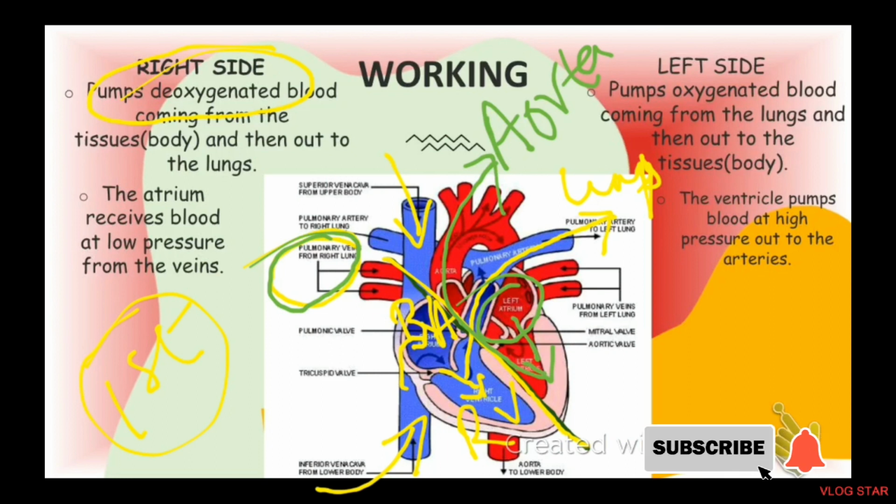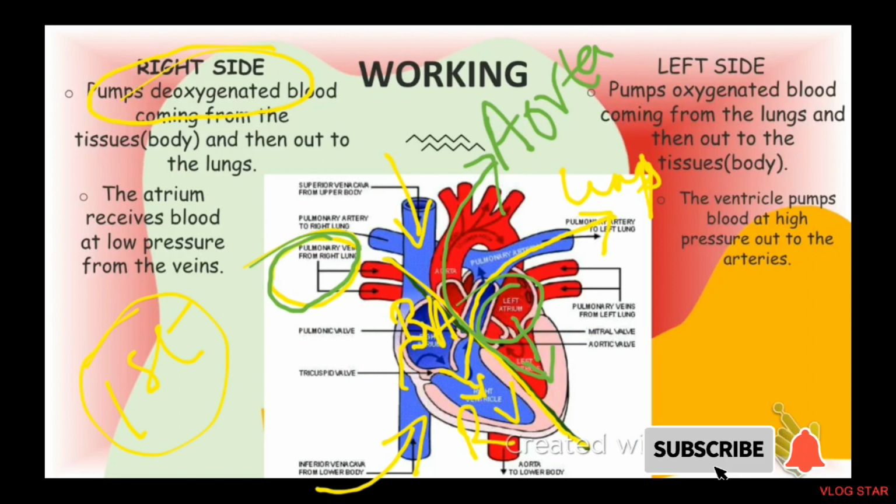Aorta is getting divided further because it has to go to the upper part of the body separately and the lower part of the body separately. So this is the main artery of the human body, of the human heart, where it is going to supply the oxygenated blood through the entire body.